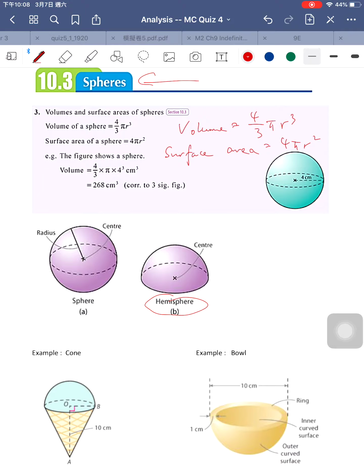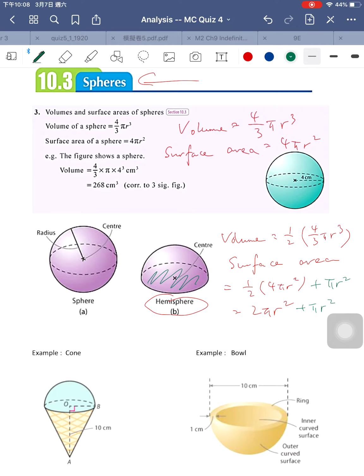If you are asked to find the volume, it is 1 over 2 times 4 over 3 pi r cubed. And for the surface area, we find that it is 1 over 2 times 4 pi r squared, that is 2 pi r squared. But it is wrong because there's a base here, which is pi r squared. So 2 pi r squared plus pi r squared, for a hemisphere, is 3 pi r squared.